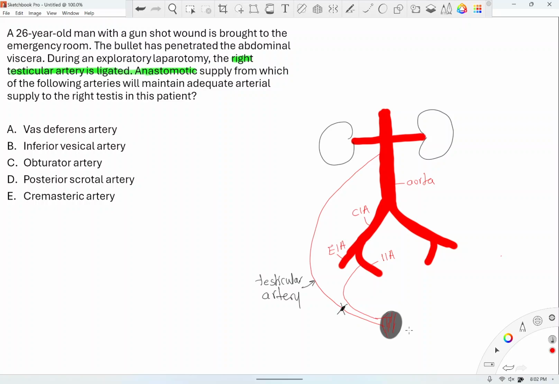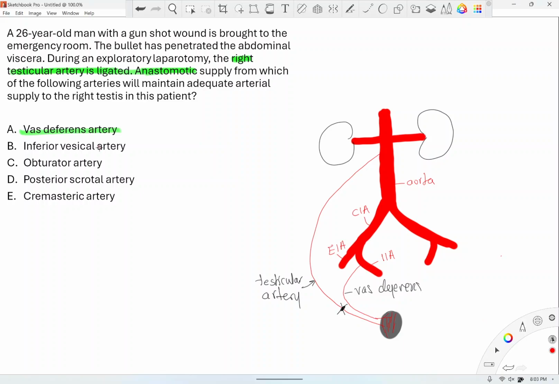Okay, so let's label this artery. This is the artery of vas deferens. Okay. So the second artery we're looking for is the vas deferens artery. Let's look at our choices to see if we have that, and that should help us out. Wow, it's choice A. Okay, that's it.